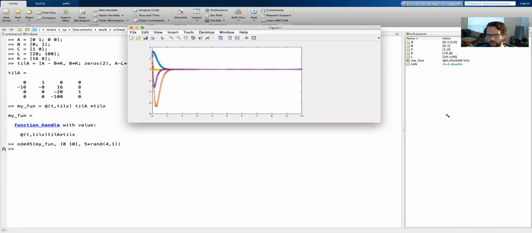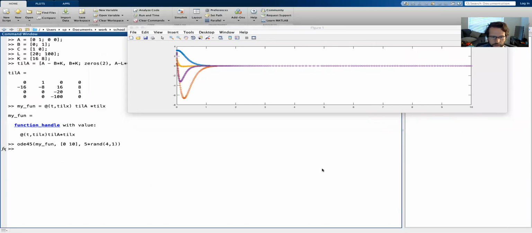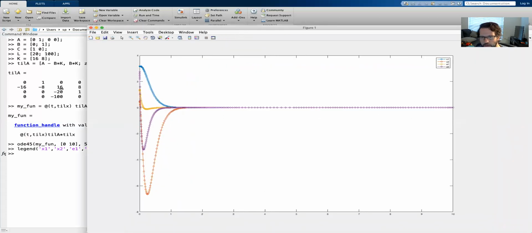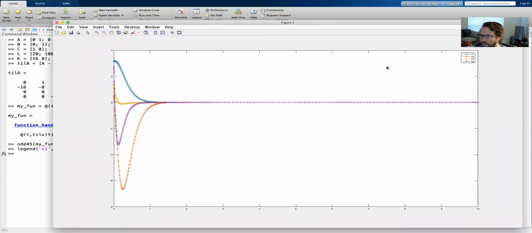Okay, so this is what we're looking at now. Let's look at a legend. Let's just label everything so we know what colors are what: x1, x2, E1 and E2. Great. Okay, so that should pop up with a legend here. Make this a little bit bigger. Okay, so what are we looking at here? We've got x1 and x2, e1 and e2.